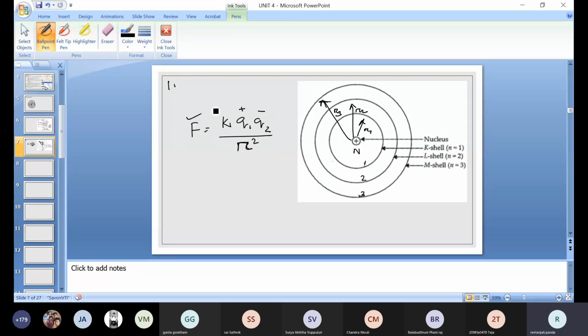So what we learn in this postulate is that electrons move around the nucleus in fixed energy levels.